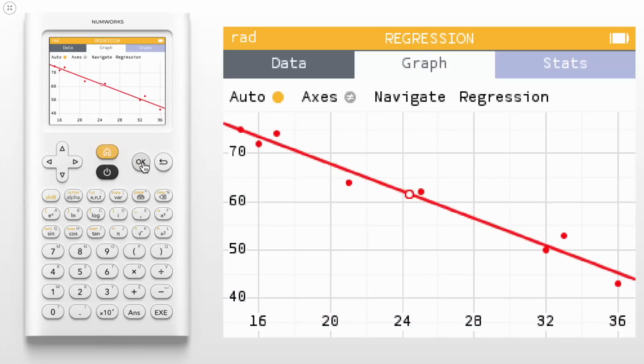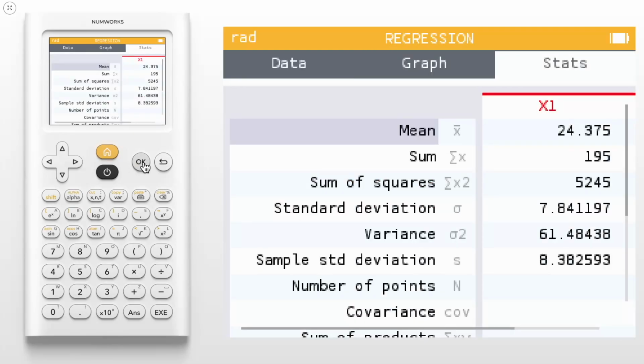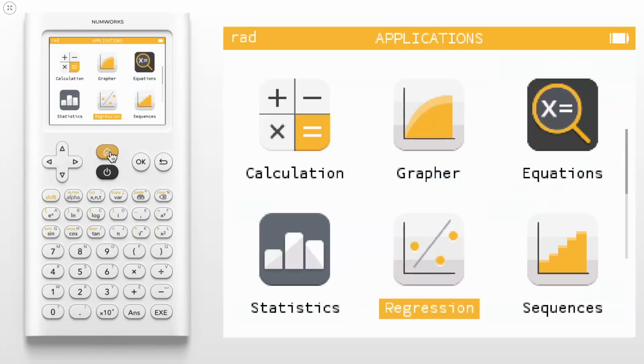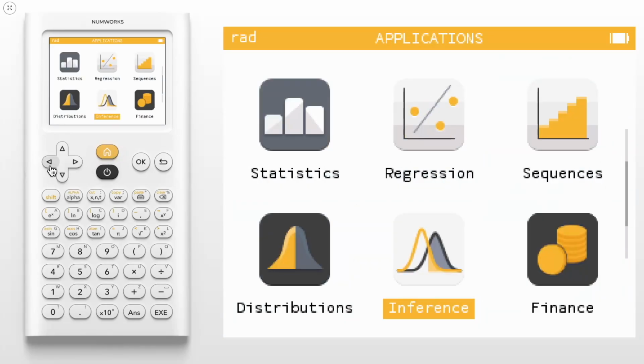Finally, let's explore the Statistics tab. Press OK to access the statistical measurements for your bivariate dataset. This tab provides both symbolic representations and full vocabulary terms for each statistical measure. Let's press the Home button. Navigate down to continue with our statistics theme and explore the next 2 statistics applications.